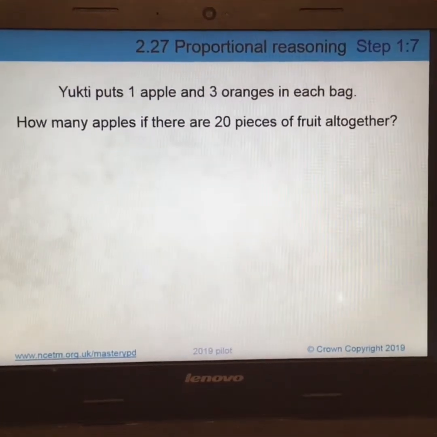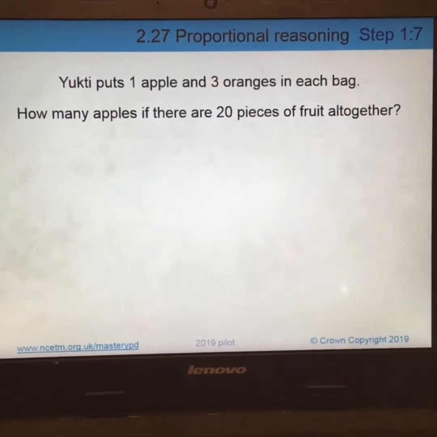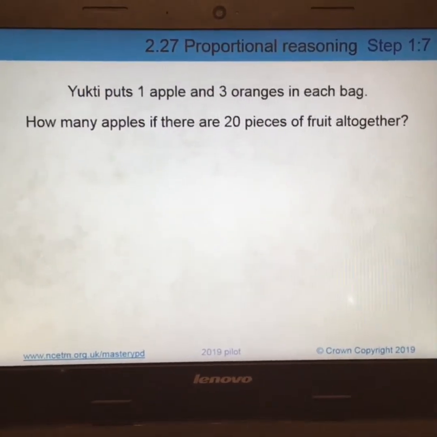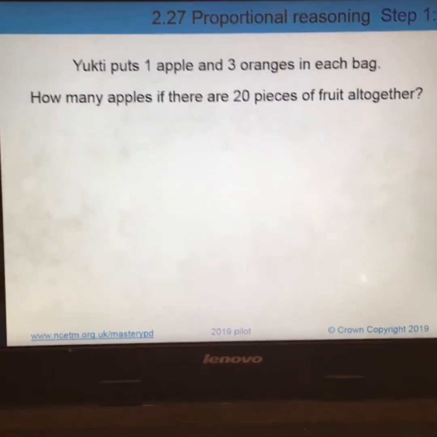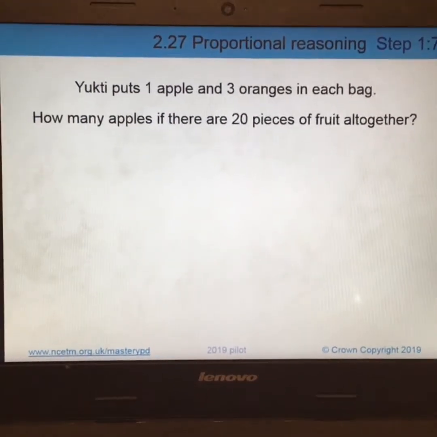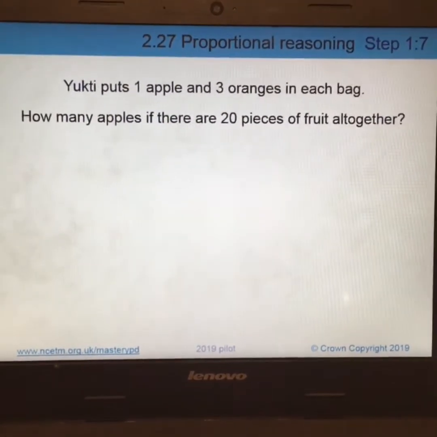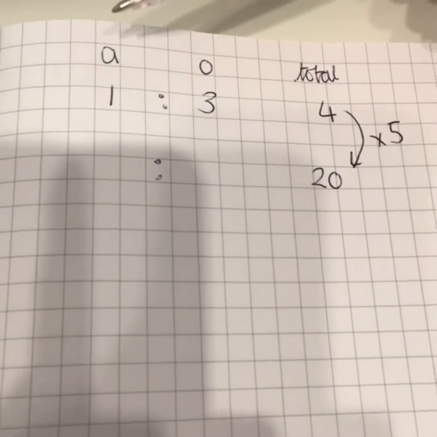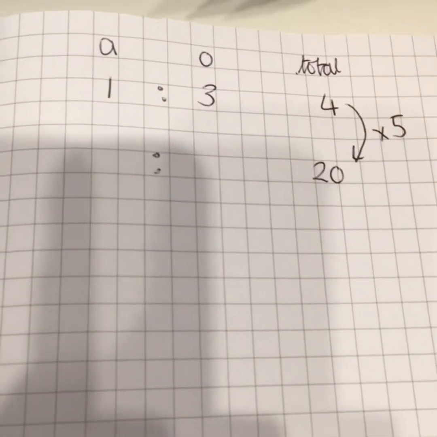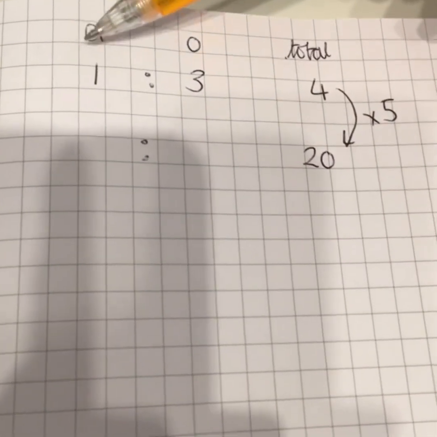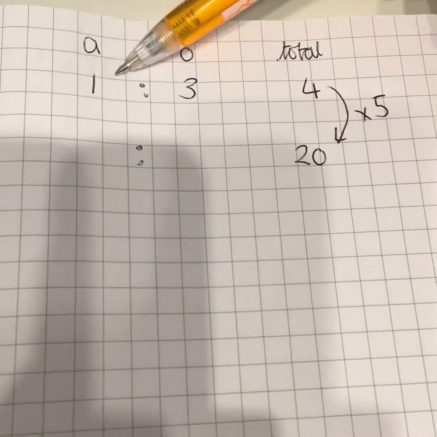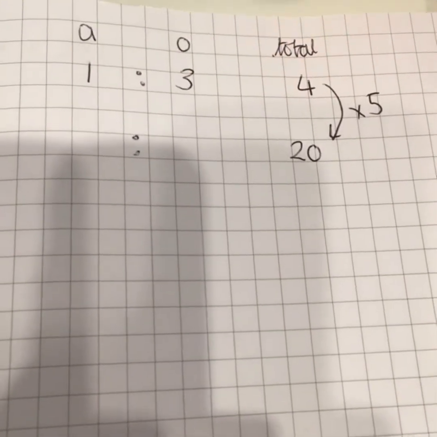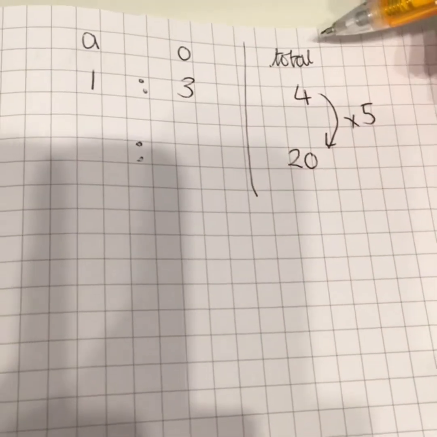Last little bit for this question then. Yukti puts 1 apple and 3 oranges in each bag. How many apples if there are 20 pieces of fruit all together? Okay, so look at your total. So for this one, I've gone to the vertical way because this is what I prefer. You might prefer the horizontal way, and I'll show you that in a minute. So I've got apples for oranges, A to O, 1 apple for every 3 oranges. And over here, I've got like a separate column that tells me the total.